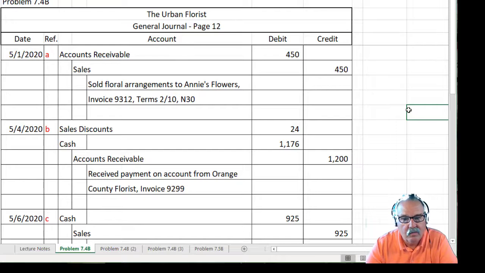In the past, we've dealt with fees income, which is the type of account that we would use when we're providing a service, but when we're selling a product, we're going to use sales.